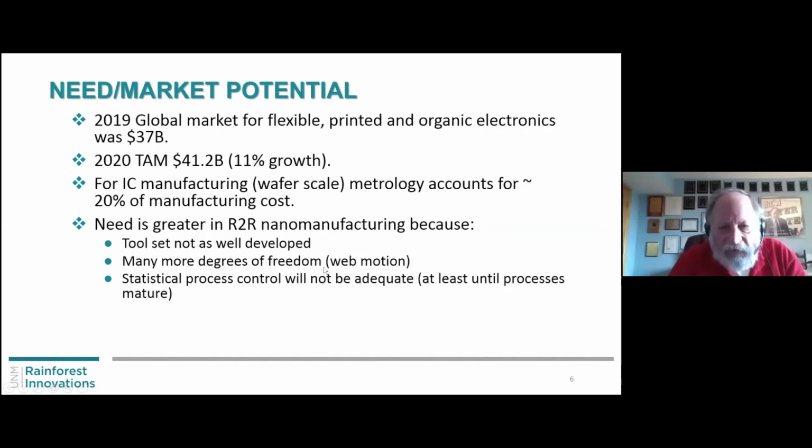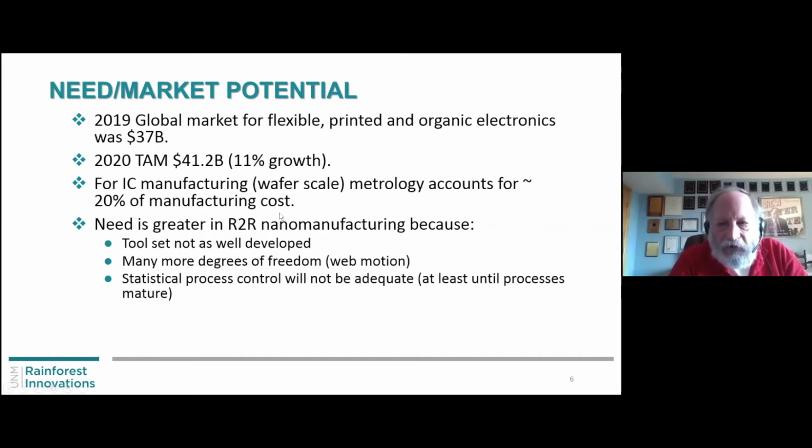As I mentioned before, there are many more degrees of freedom for the web motion, which means you have to monitor it while it's happening. And the silicon industry uses statistical process control. So they go offline, they measure a small subset of what they produce, and they're happy. But roll-to-roll can't do that yet.